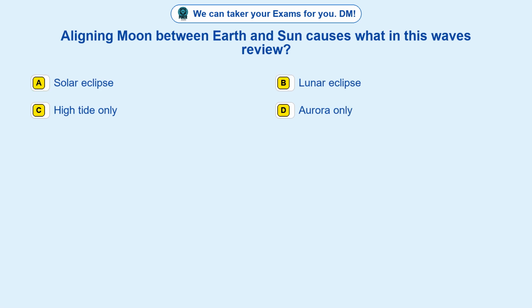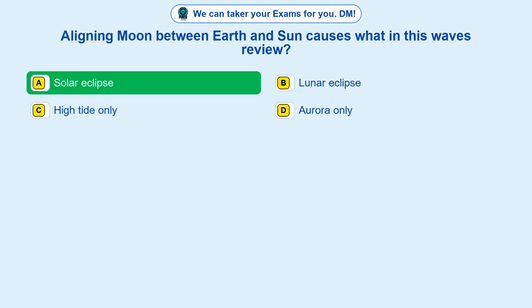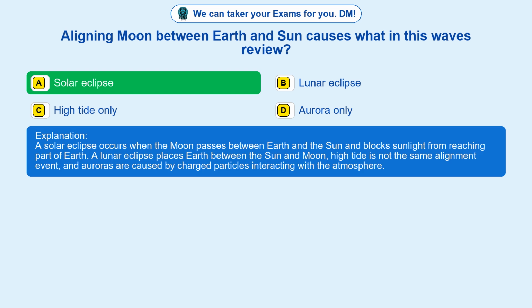Question 92. Aligning moon between Earth and Sun causes what in this waves review? Option A, solar eclipse. Option B, lunar eclipse. Option C, high tide only. Option D, aurora only. The correct answer is option A. Solar eclipse. A solar eclipse occurs when the moon passes between Earth and the Sun and blocks sunlight from reaching part of Earth. A lunar eclipse places Earth between the Sun and Moon. High tide is not the same alignment event, and auroras are caused by charged particles interacting with the atmosphere.